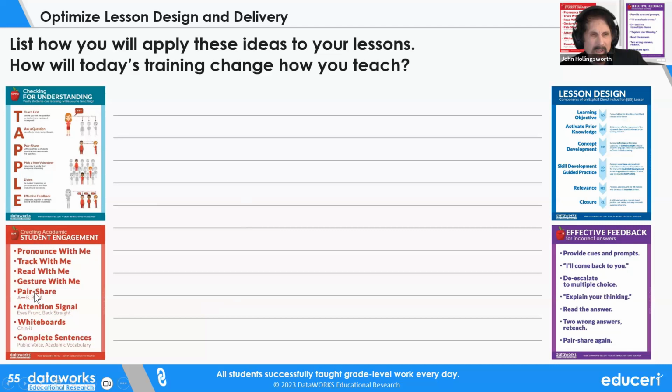We talked about these engagement norms. I think I've used all of them in the training. We talked a little about checking for understanding. You saw me do checking for understanding. We did the pair shares. We picked non-volunteers. The corrective feedback. We have the strategies: I'll come back to you, explain your thinking, read the answer with me. 2 wrong answers, reteach. Sometimes we pair share again if we're close. Lesson design, we talked about written definitions. And of course, the skill development is the one where I do one, you do one, I do one, you do one, and those process questions in between.